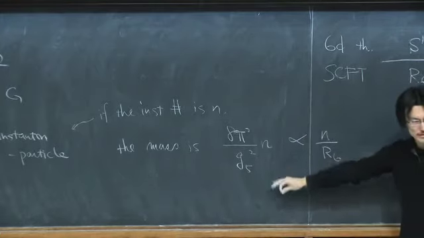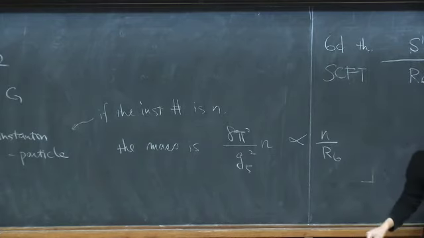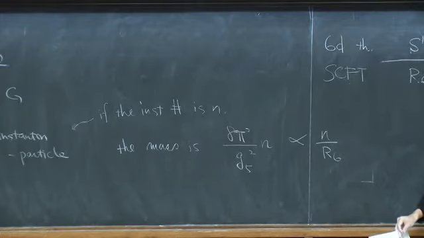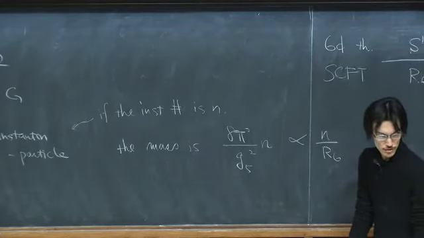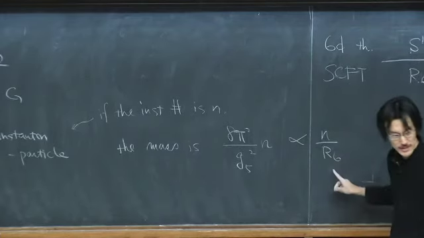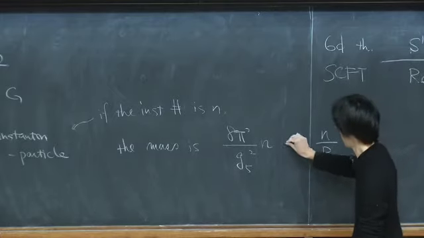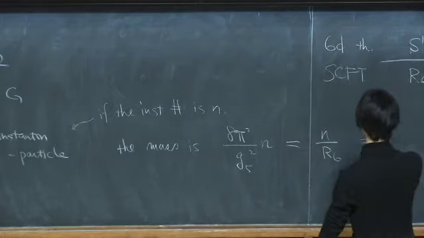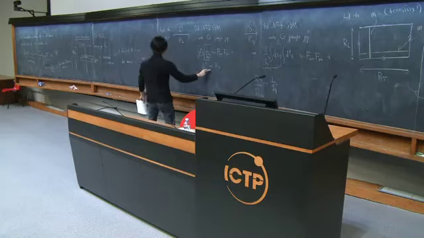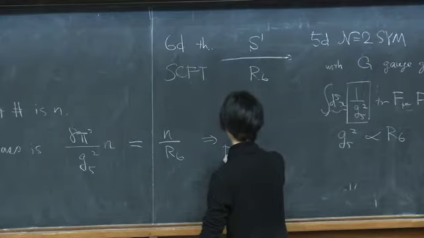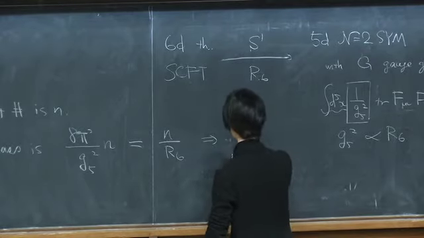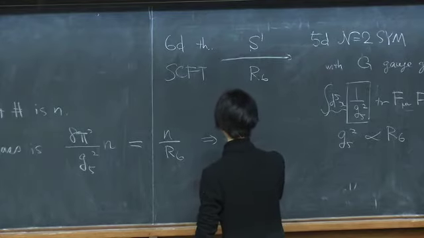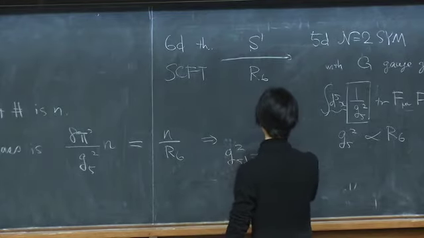So the mass of the instanton particles behaves exactly like the mass of the Kaluza-Klein towers. In fact, assuming that they are indeed Kaluza-Klein towers, you can fix the relation between g5 and R6 by just demanding the equality. So from this analysis, you can fix the proportionality coefficient: g squared in 5D is 8 pi squared R6.